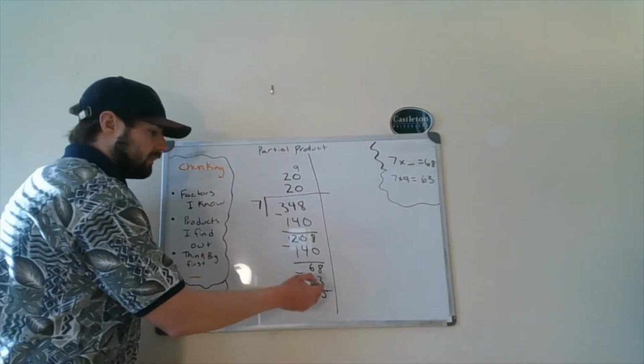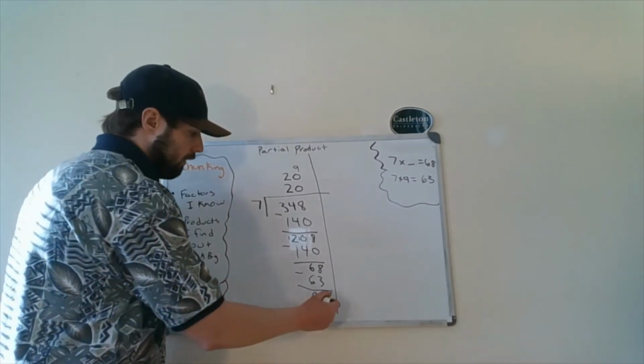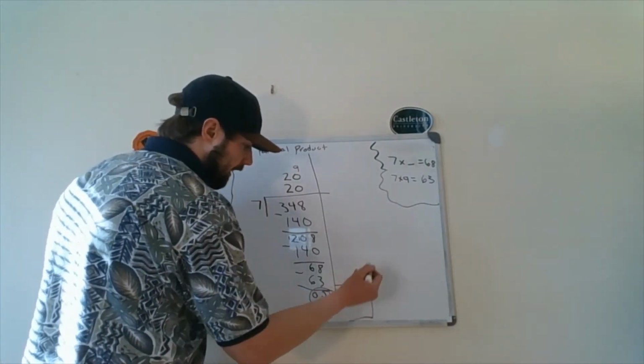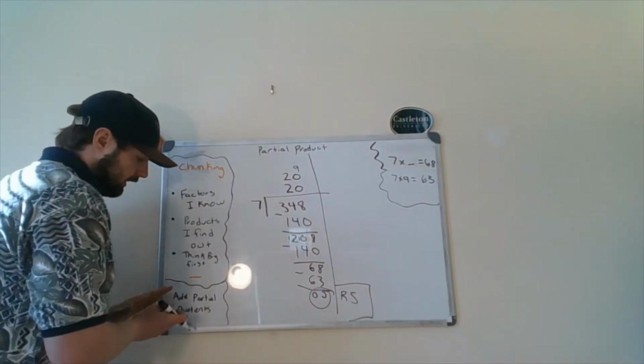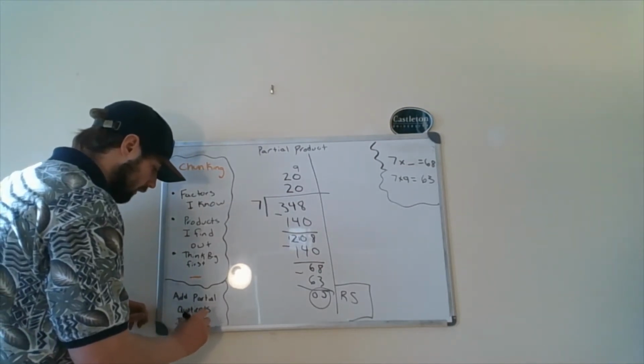Can I divide 7 into 5, guys? I cannot do that. We found our remainder. Let's put our remainder here. Remainder 5. Okay. What do I need to do last? I need to add partial quotients and my remainder.